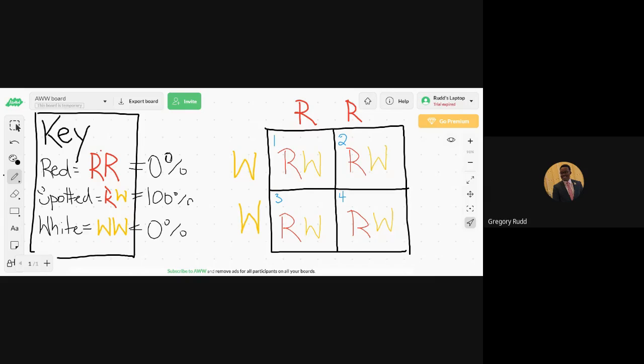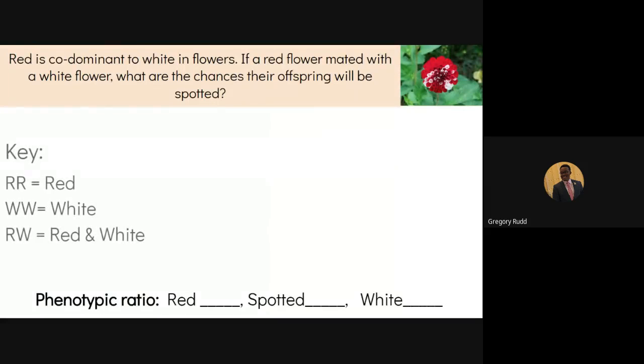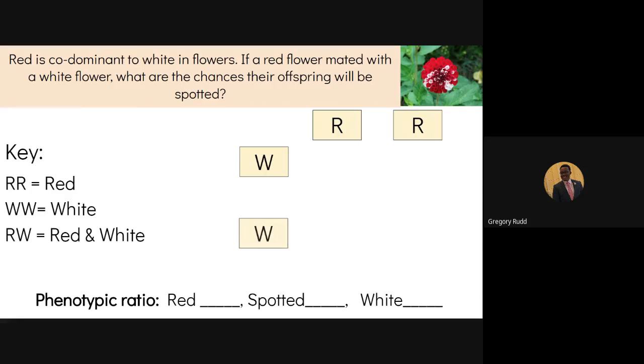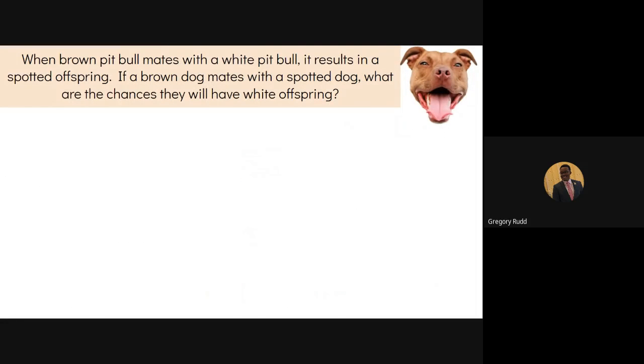All right. So good. Finally, someone is picking up and helping me out here. Should be moving through this pretty easily. So I'll come back to this tab. We'll check our work. What are the chances their offspring will be spotted? We made our key. We set up our cross with the red flower and a white flower. All of the offspring end up having the genotype RW, which means that they are red and white. They're spotted. So the chances should be 100%.